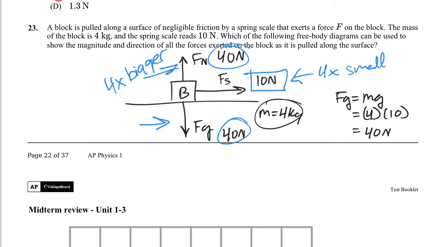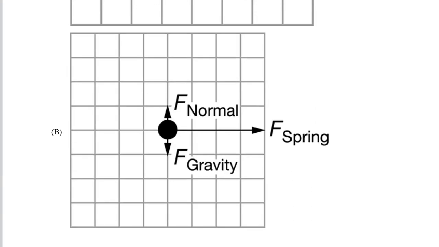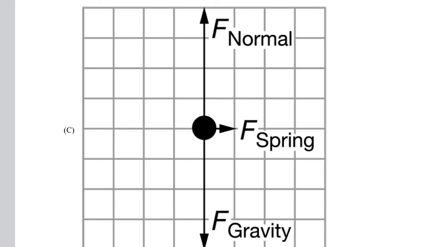So let's analyze that. As you can see, force of spring is really, really small. Force normal and force of gravity are exactly 4 boxes, so 1, 2, 3, 4 away from the center.